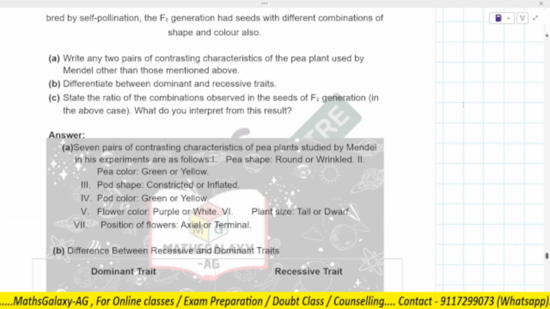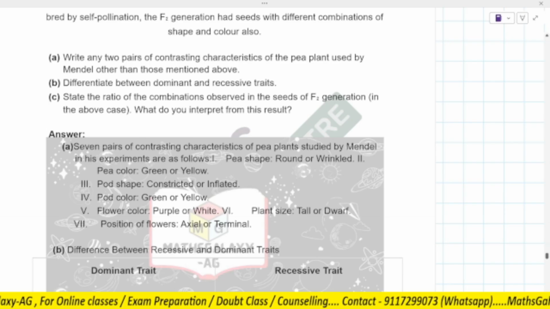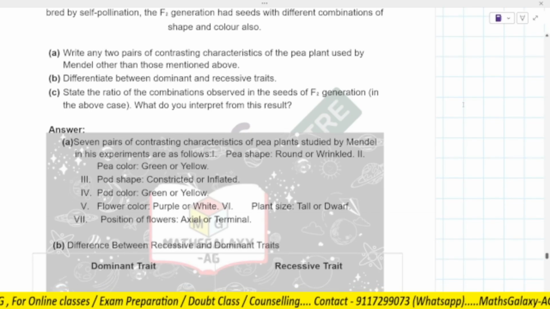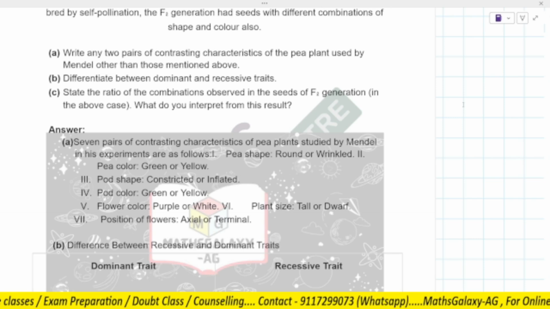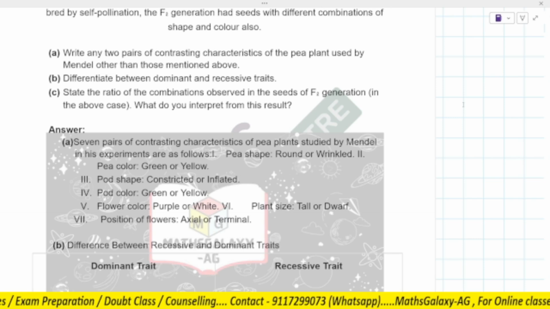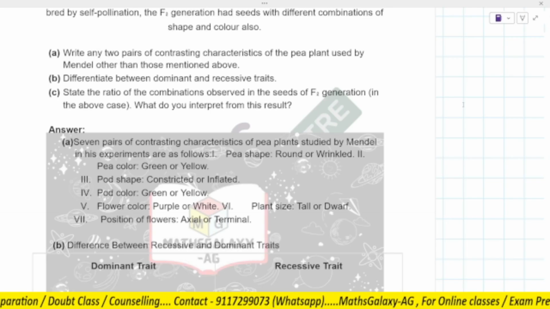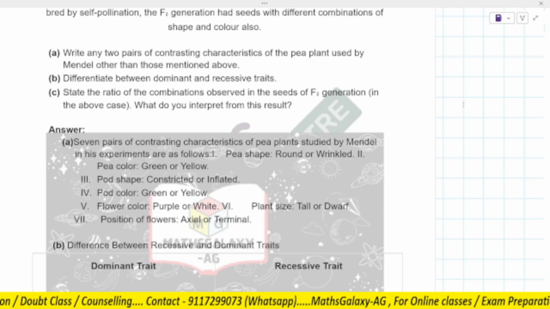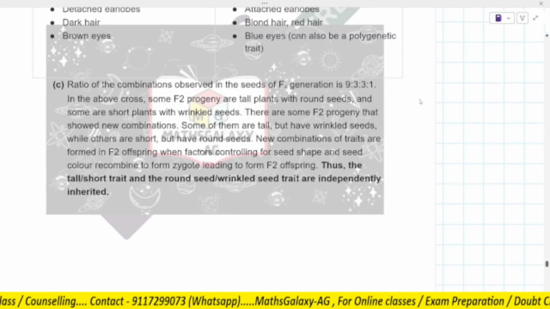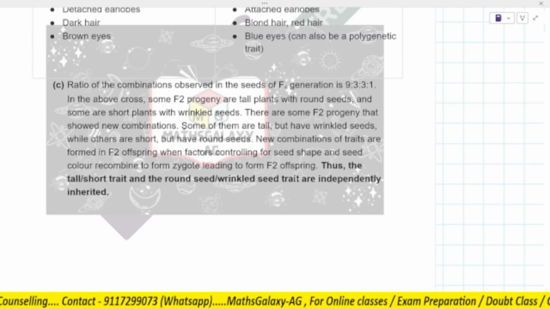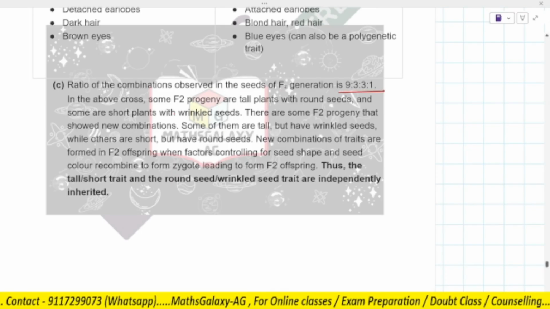Now the C1 is key. State the ratio of the combination observed in the seeds in the F2 generation. In the above case, what do you interpret from this result? So first of all, tell me what will be the ratio in the F2 generation. We have already discussed it in yesterday's class. That was 9 is to 3 is to 3 is to 1. Yes, very good. So the ratio of the combination observed in the seeds in the F2 generation will be 9 is to 3 is to 3 is to 1.